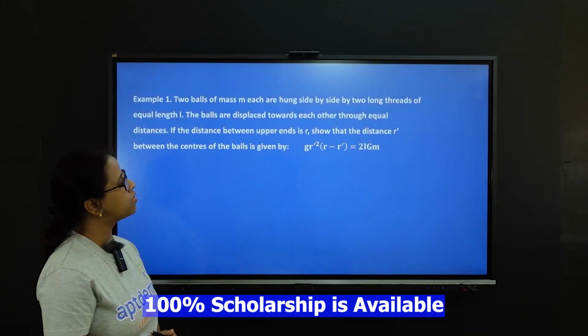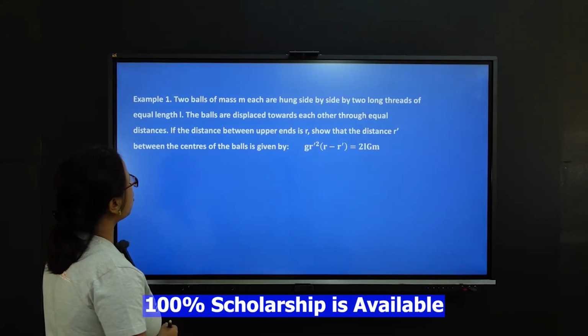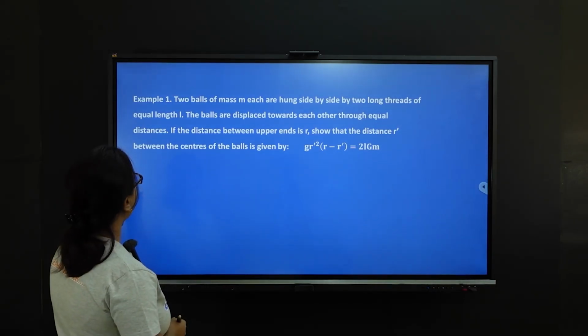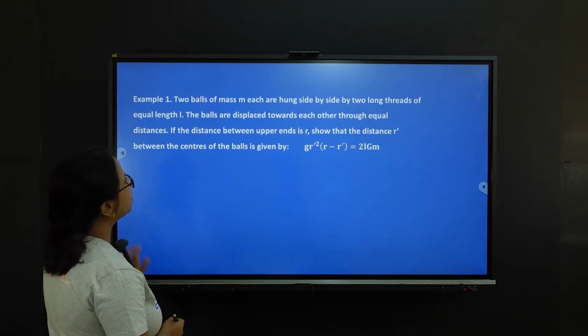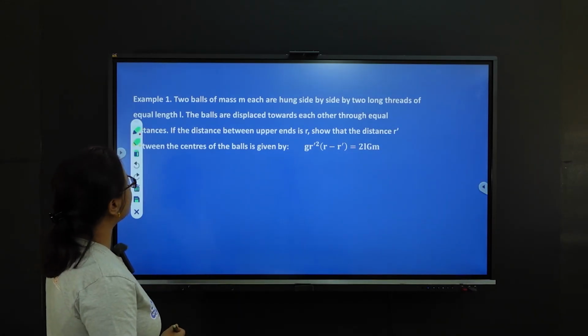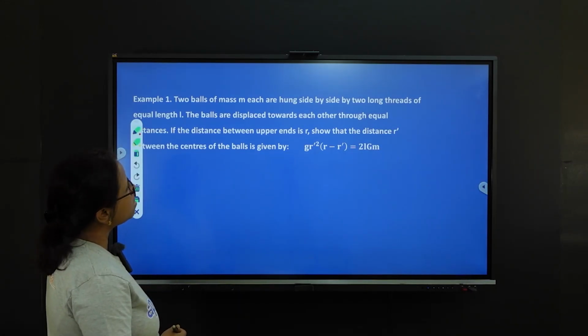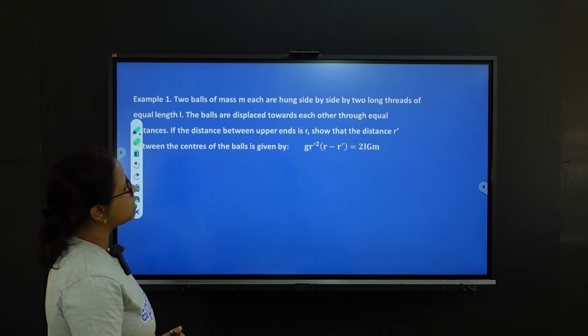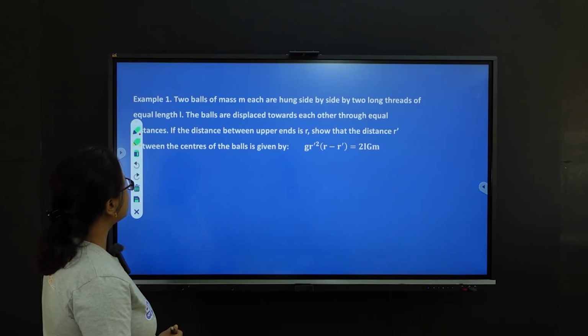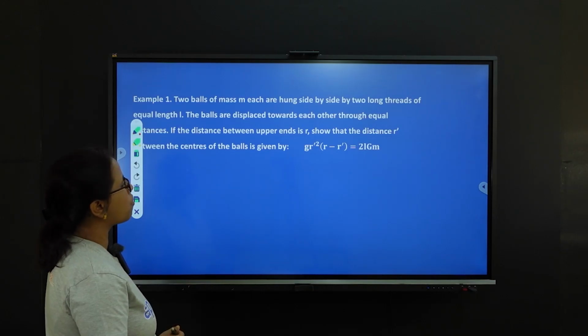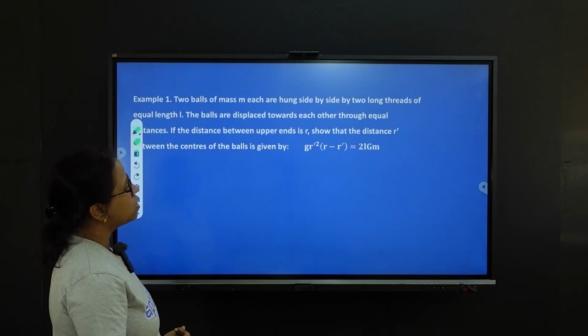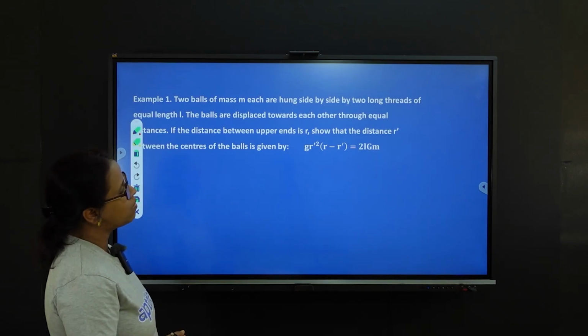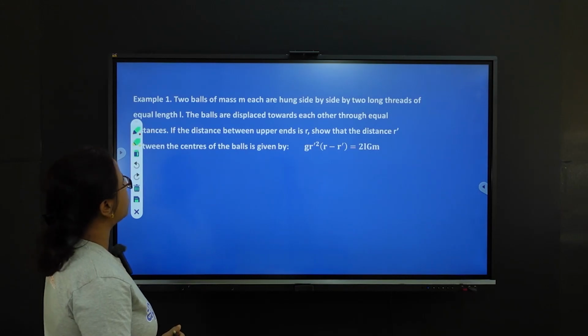So let's begin with the first problem. Two balls of mass m each are hung side by side by two long threads of equal length. The balls are displaced towards each other through equal distances. If the distance between the upper ends is r, show that the distance r dash between the centers of the balls is given by G r dash squared times (r minus r dash) equal to 2 l G M.